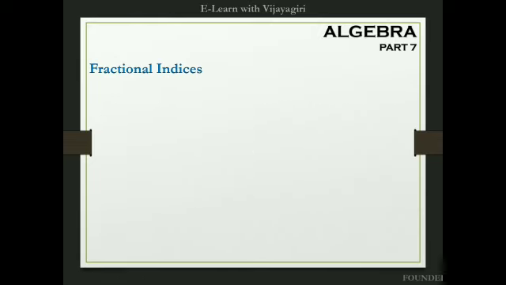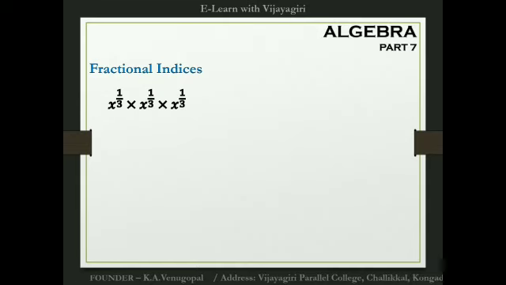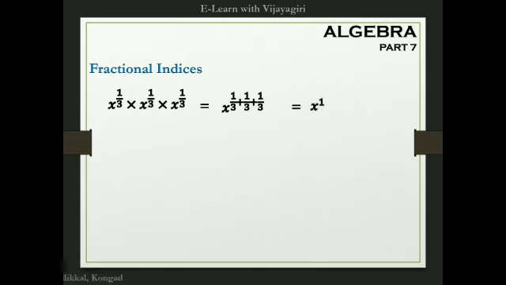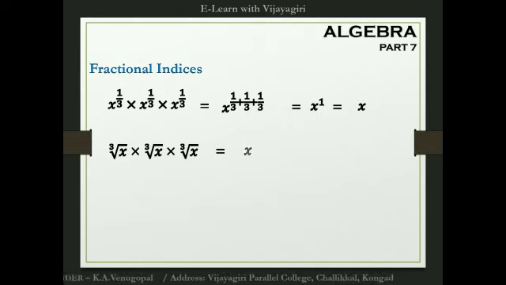Now let's check this with x to the power 1 by 3. When we multiply x to the power 1 by 3 three times, we get the answer x. And if we do the same thing with cube root x, then also we get the same answer, x. Here the answers are the same, that means x to the power 1 by 3 should be equal to cube root x.